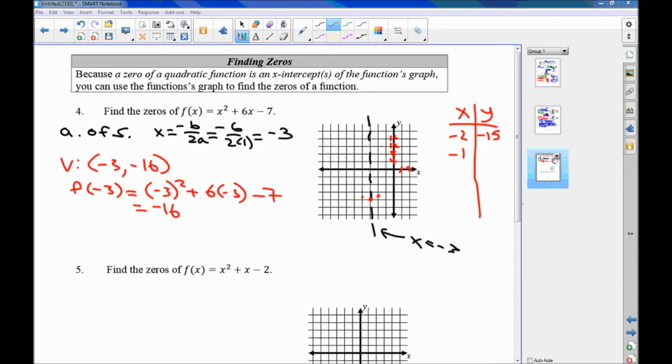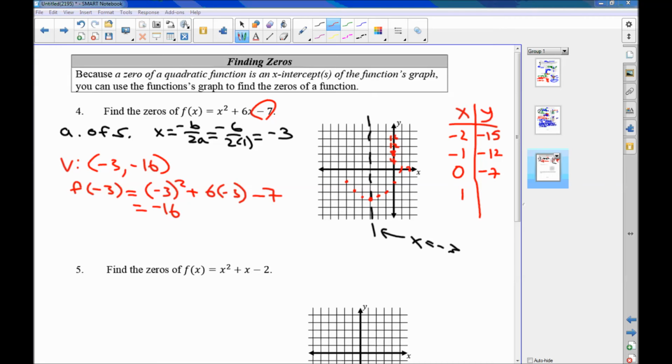And negative 1, I plug negative 1 back into my formula. I get 1 minus 6, which is negative 5, and negative 5 minus 7 is negative 12. So at negative 1, I get negative 12, and then I'll mirror that over to the other side. I haven't crossed the x-axis yet, so I'll keep going. 0 is my y-intercept. 0 is negative 7. So at 0, I'm going to go just a little bit above the second line down, and then mirror it over. And then we'll check 1.